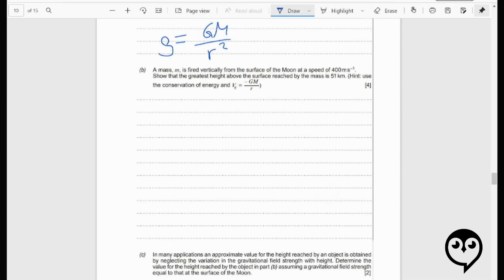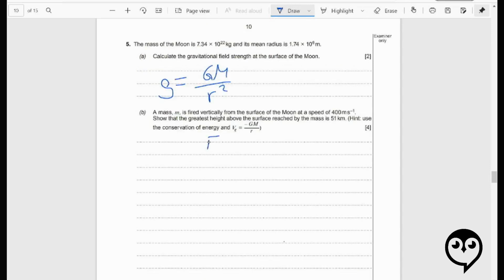Okay, moving on. The mass m is fired vertically from the surface of the moon. Show the greatest height above the surface reached is 51 kilometers. Use your conservation of energy. Well, since it's equal to 0, you know energy initial is equal to energy final. I often get my students to write that out so they think about what they're doing.